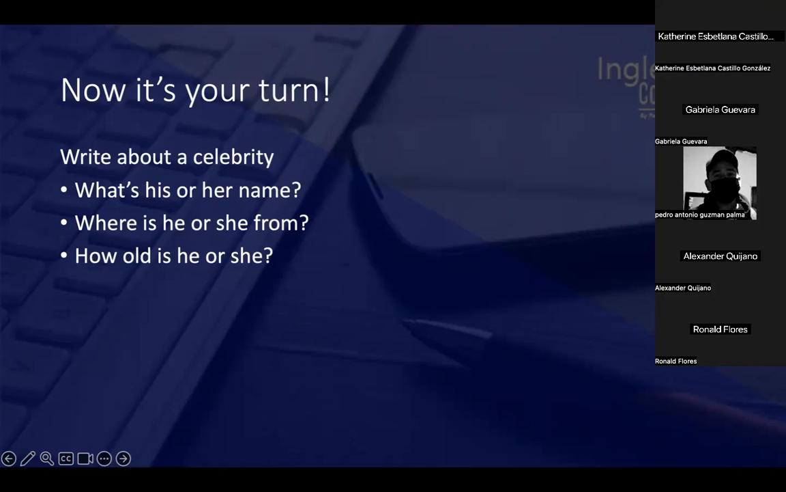His name is Carol G. She is 32 and she's from Colombia. Excellent. Remember, para ella utilizamos her name, right? His es su para masculino and her es su para femenino, right? Her name is Carol G. She is 32 and she is from Colombia.